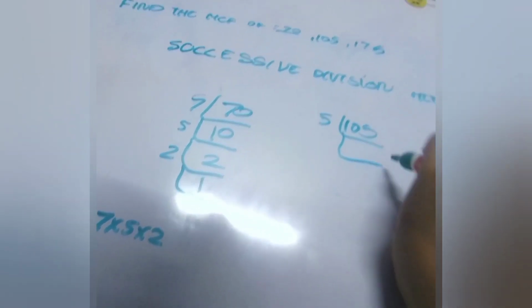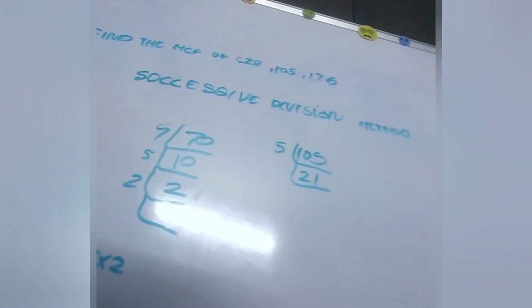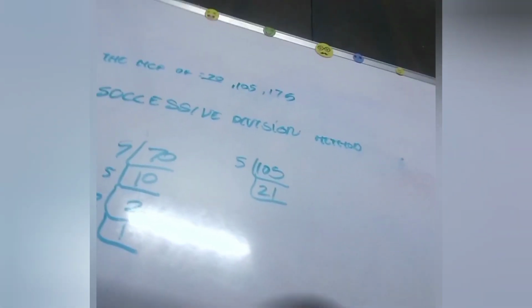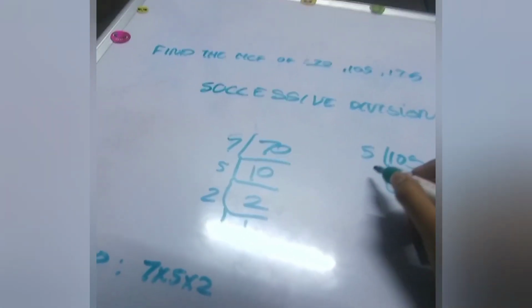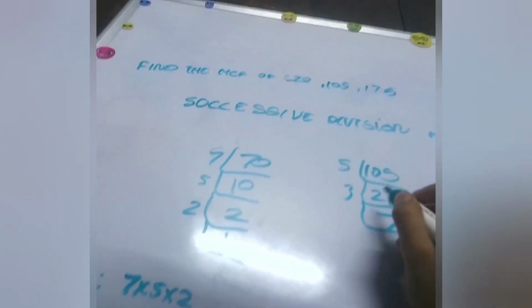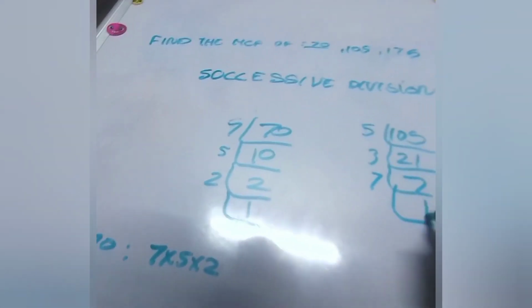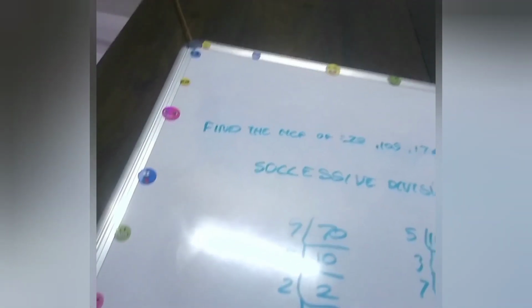5 into 21. 5 21s are, 5 20s are 100, and plus 1 is 105. 5 21s are 105. Then 3 7s, 7 3s are 21. 3 7s are 21. And 7 is a prime number. Then you put 1. 7 1s are 7. So then 105 is 5 into 3 into 7. 5 3s are 15. 15 into 7 would be 105.